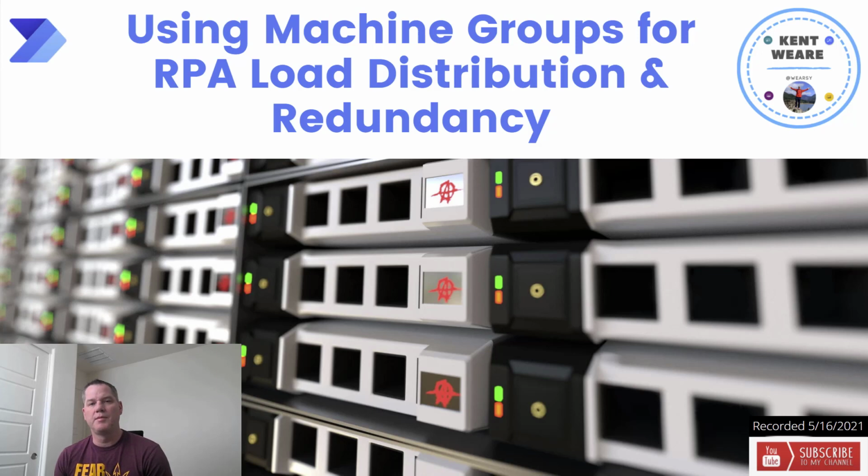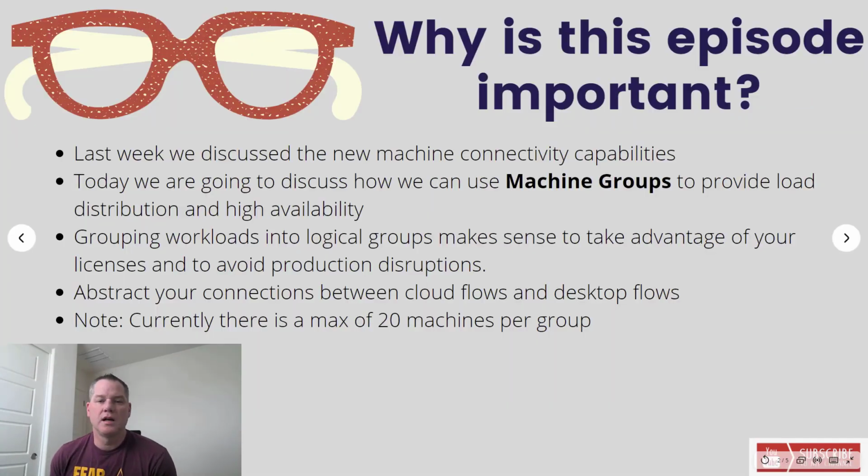Today we're going to be talking about using machine groups for RPA load distribution and redundancy. Let's go. Okay, so let's talk a little bit about why this episode is important. We did talk about machine connectivity in last week's video. If you haven't seen that already, go ahead and check it out. I will leave a link in the description.